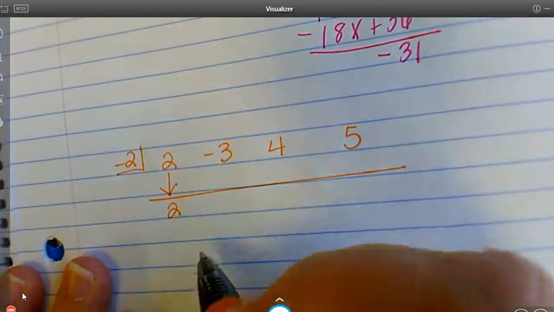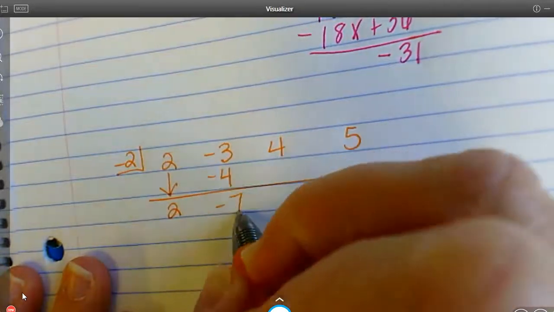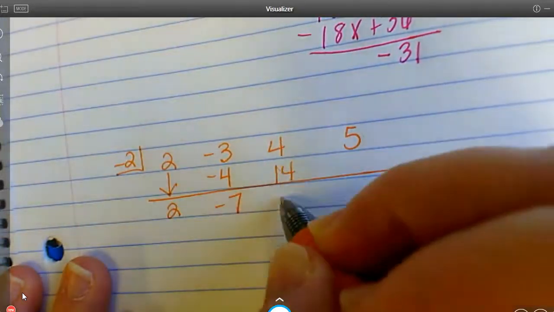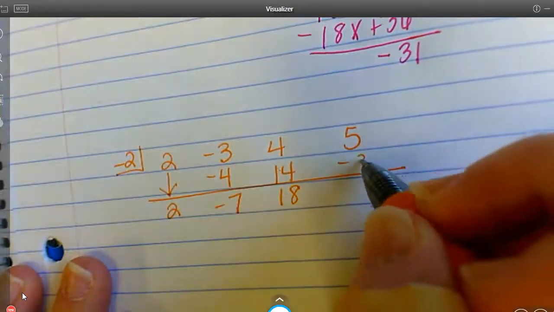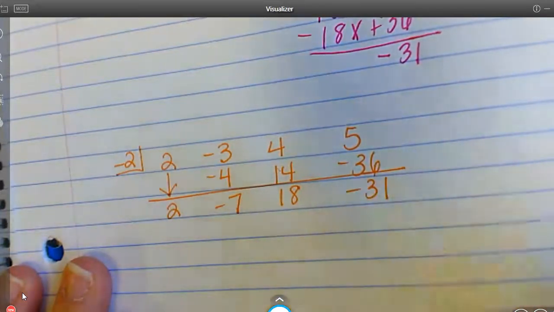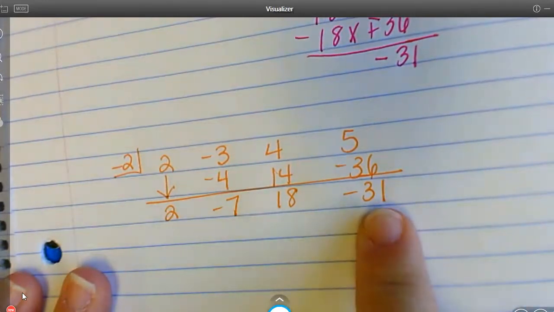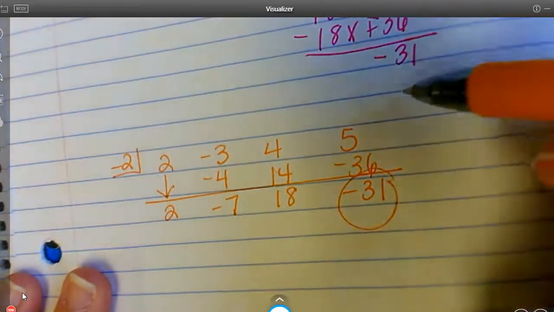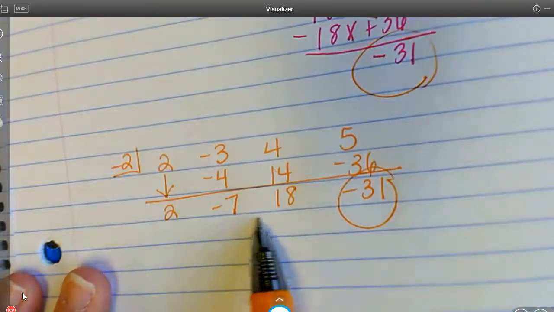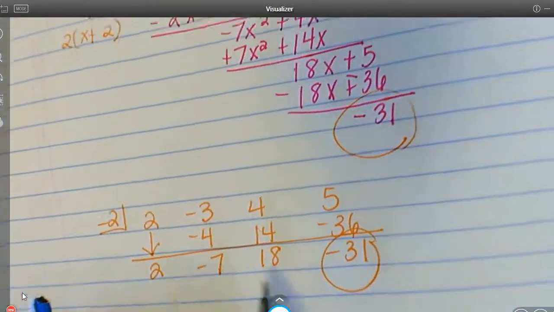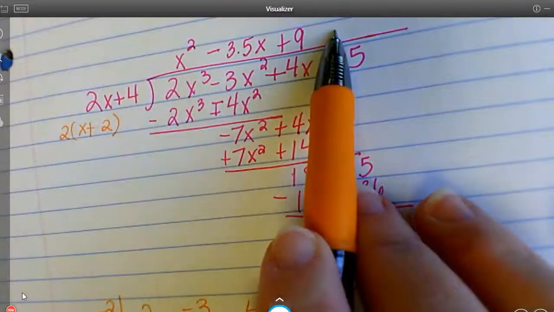Bring down that 2. Multiply and add. Multiply and add. Multiply and add. Look at our remainder. It came out the same. Now, our answer didn't come out the same. Our answer is twice whatever we started with.